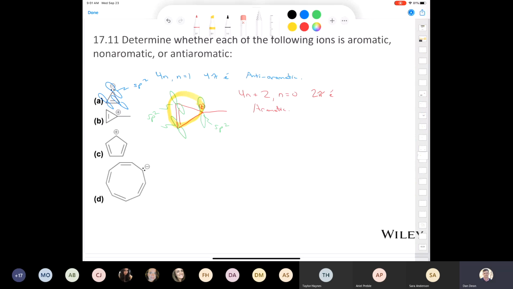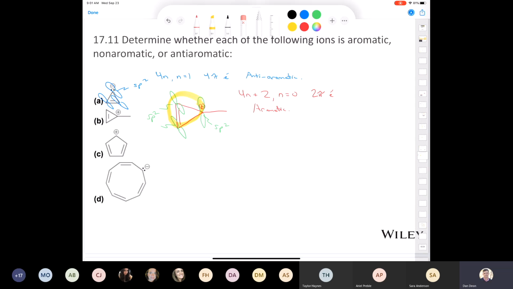What about the next one? Does anybody have an educated guess, a hypothesis that they would put forth about the next one? Somebody says anti-aromatic. Okay, well, let's take a look at it.